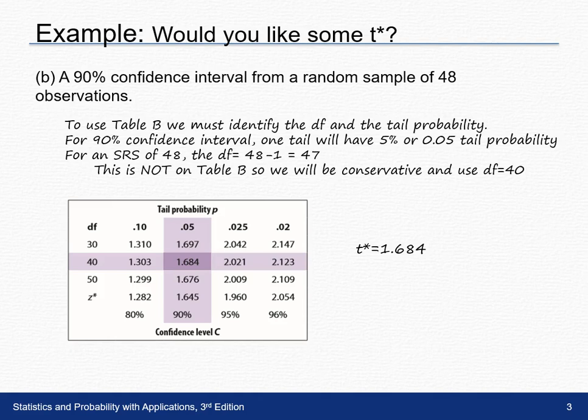If you'd like more practice using Table B and determining critical values or t stars, you can try exercise 5 at the end of this section.